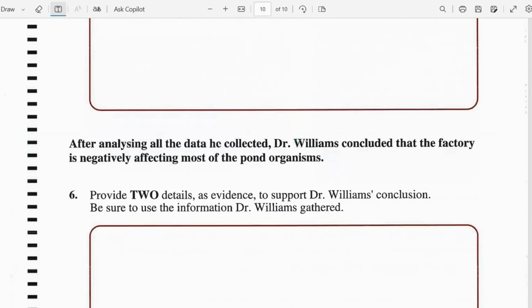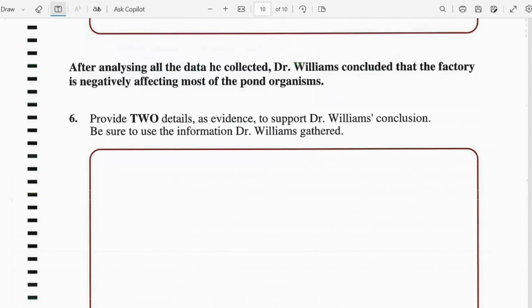So now we're moving on to the final part. After analyzing all the data he collected, Dr. Williams concluded that the factory is negatively affecting most of the pond organisms. Provide 2 details as evidence to support Dr. Williams' conclusion. Be sure to use the information Dr. Williams gathered.